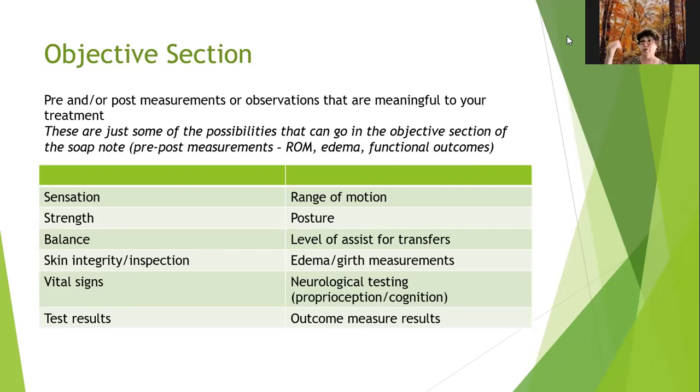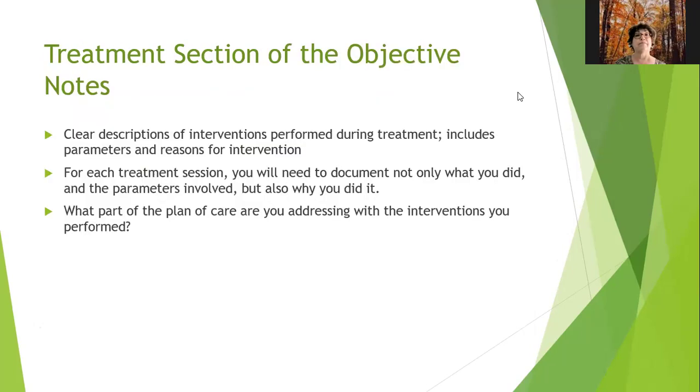A lot of times we'll have people do the Oswestry at their initial evaluation and then halfway through and then at the end and compare the data. So as a section of the objective section, we also include the treatment. So the treatment section has to include clear descriptions of the PT interventions you provided, including the parameters and the reasons for the intervention.